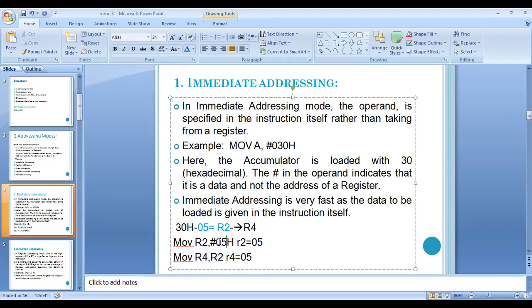In this instruction I have to directly mention the data, so it is called immediate. I have immediately given the data. See here, in this instruction the system need not go to a memory location or a register to get the data. In the instruction itself the system finds the data, and that's why it is called the immediate addressing mode.